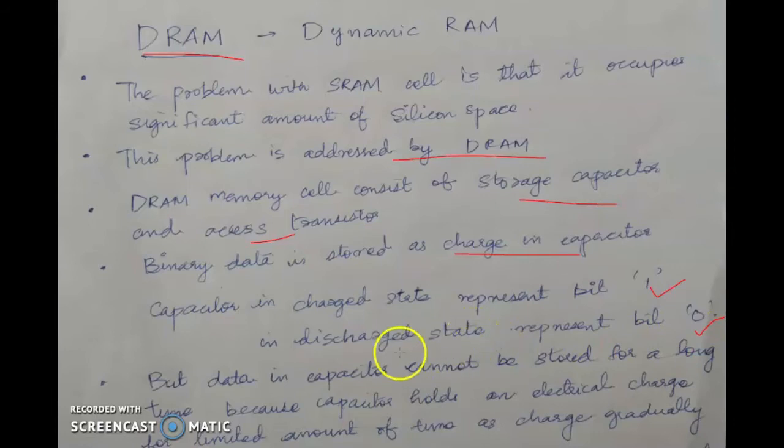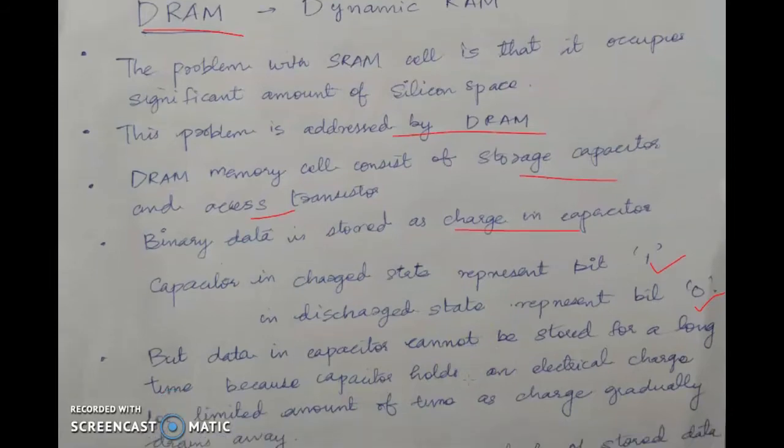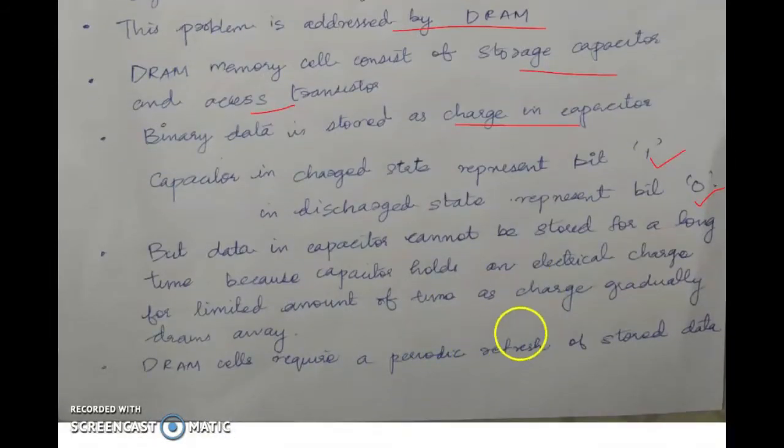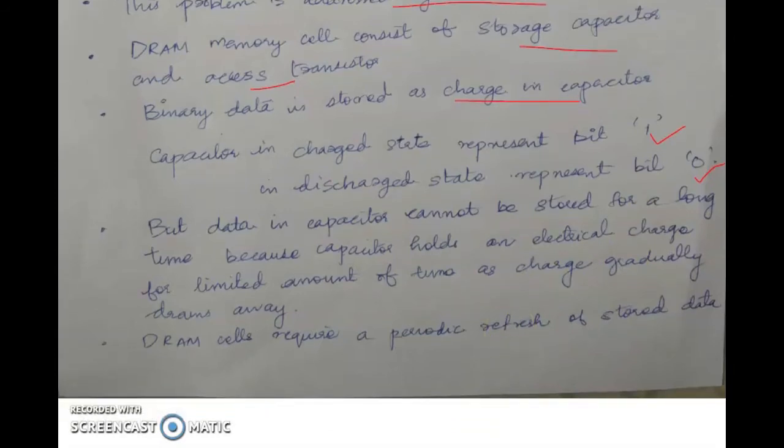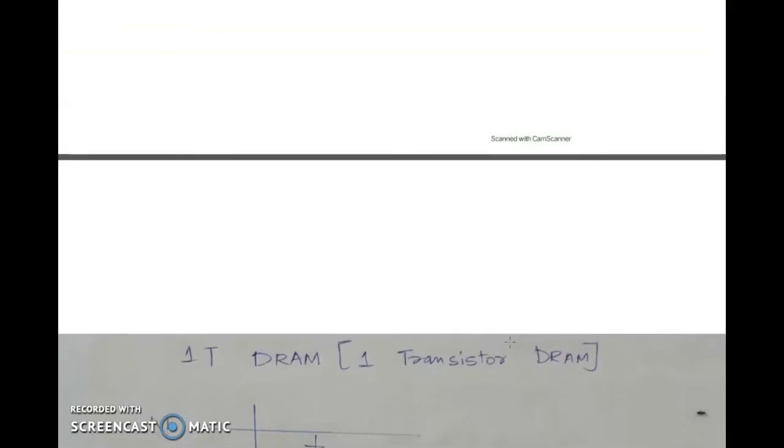But there is a problem associated with the capacitor: the charge across the capacitor leaks after some time. So it requires a periodic refresh circuit in order to retain the stored data. DRAM requires periodic refreshing of the stored data. DRAM can be implemented using a 1 transistor DRAM memory cell or a 3 transistor memory cell.